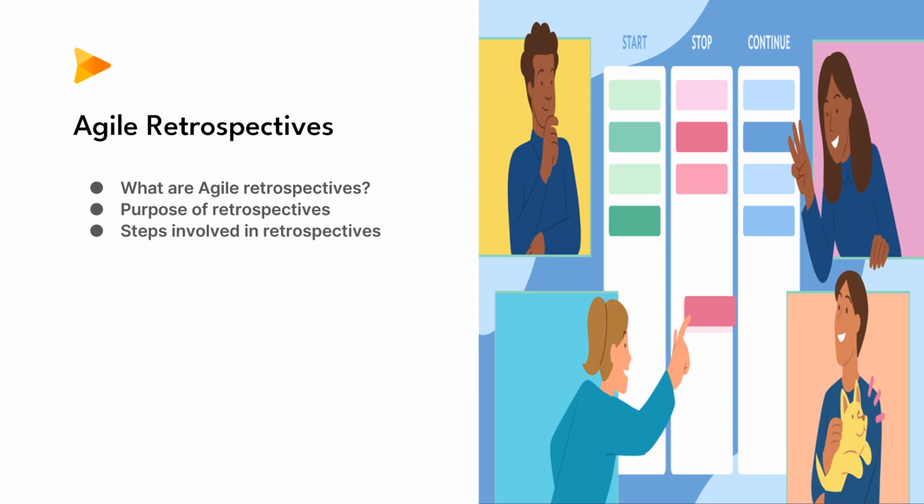Three key questions. Retrospectives often involve answering three questions. What went well during this iteration? What could have gone better? What actions can we take to improve in the next iteration? Action-oriented. The focus is on identifying actionable steps to address issues and enhance positive aspects of the team's work.